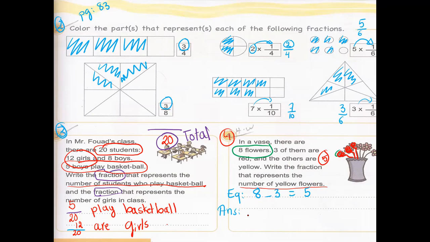Now let's write the fraction. In order to write the fraction, down it has to be the total number. What is the total number? It's 8. So just copy it. Write 8. Up, according to the question: write the fraction that represents the number of yellow flowers. So up I will write the number of yellow flowers. How much is the number of yellow flowers? It's 5. So 5 out of 8 are yellow flowers.